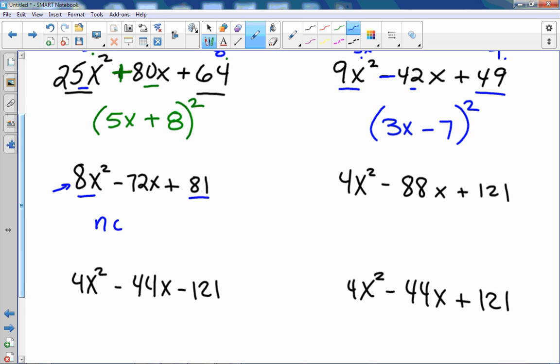But for right now, we're going to leave it. You're going to have something like this on your next screen here. This is not a perfect square trinomial, so we won't worry about factoring. All right, let's move on to the next one here.